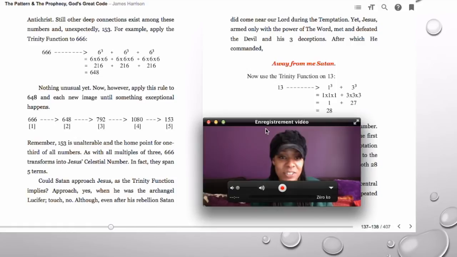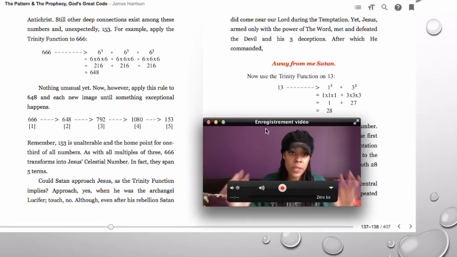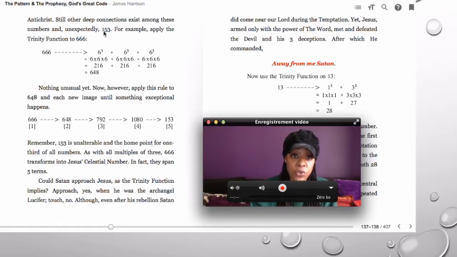now we are getting to the main point, the main event, what all this is leading to. So in the last video, if you remember, we did the Trinity function on 666. And unlike 153, it was not able to reproduce itself. 153 has the resurrection property. So when you do the Trinity function on 153, you get 153. When you do it on 666, you get 648. So it falls short. But nothing unusual yet. Now, however, apply this rule to 648 and a new image appears until something exceptional happens.